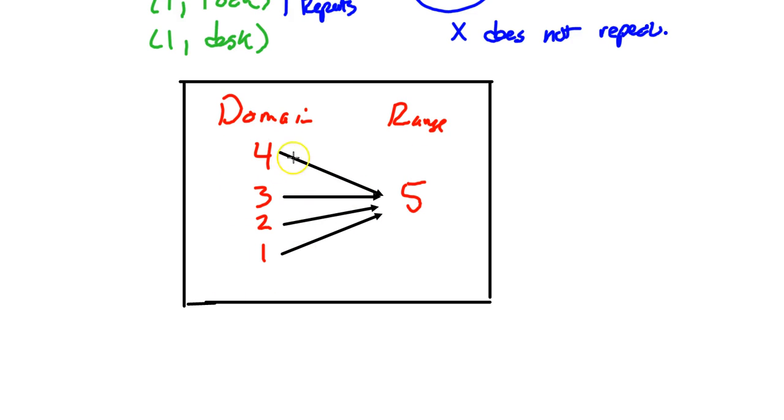You're only looking at the domain. 4 has 1 arrow. 3 has 1 arrow. 2 has 1 arrow. The 1 has 1 arrow. So for this one, it is a function. It doesn't matter what's happening in the range part of it. It's just the domain. So as long as nothing repeats here, we're good to go. You're just making sure that on a graph form, lines don't touch each other, or at least not directly.